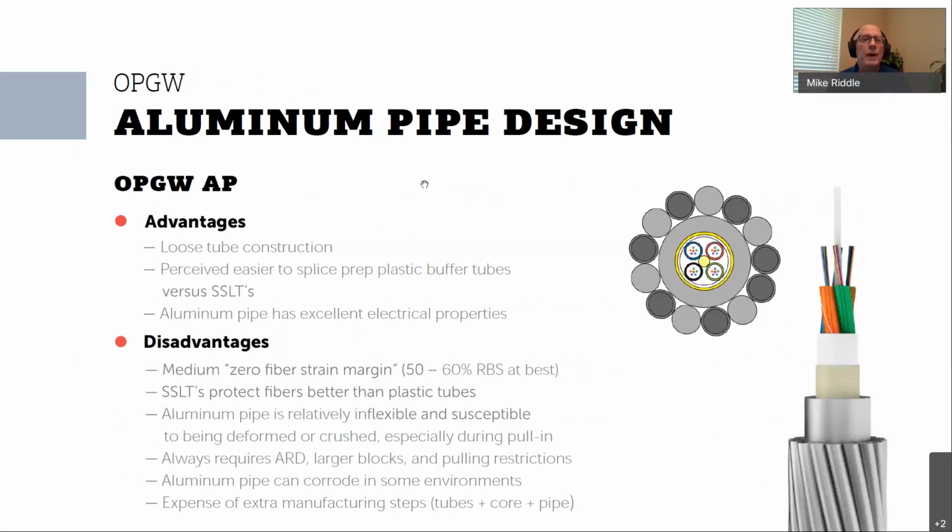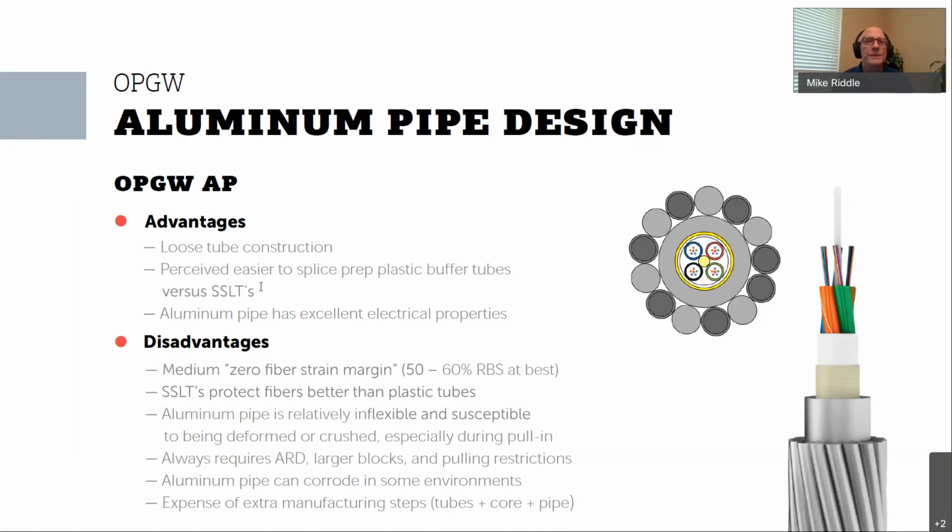Next up is the aluminum pipe type design. The advantage to it is that it's, again, loose tube construction, but with better zero fiber strain margin than the center tube designs. You can get 50 to 60% rated breaking strength. That's about the best you can do, but you can at least cover fully through your NESC 250B rules. Now, beyond that, there are extreme wind and concurrent wind and ice loading conditions that could exceed this, so you're still potentially taking a risk.